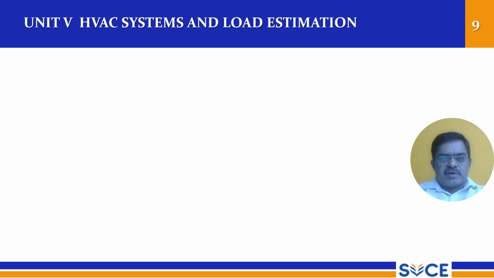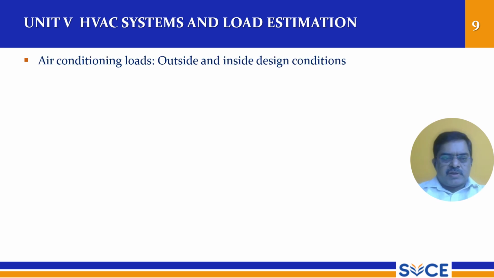Unit 5, as the subject title reflects, is HVAC systems and load estimation. Here we are going to see different refrigeration systems which are suitable, or how we can design the refrigeration system for the space available. Load estimation also we are going to deal with here. There are 9 hours required for this unit.